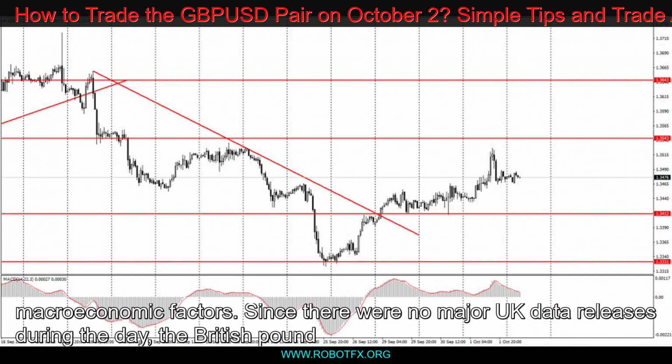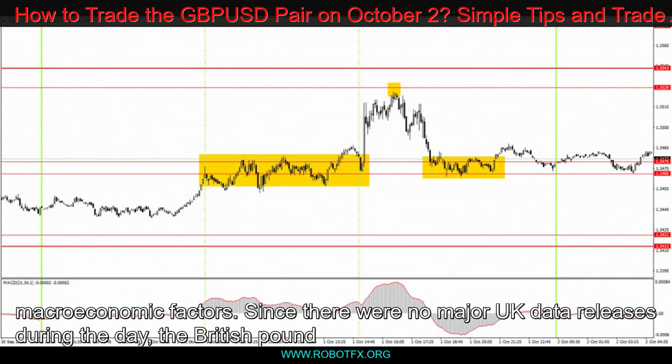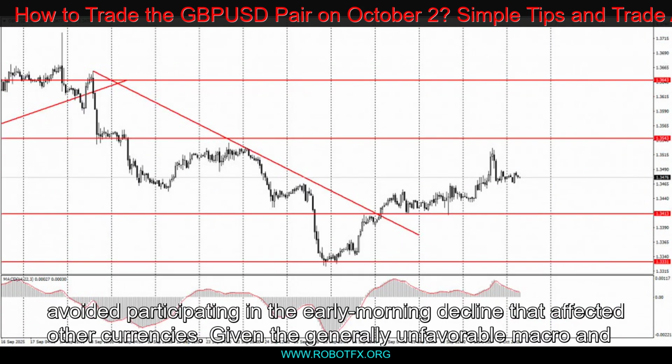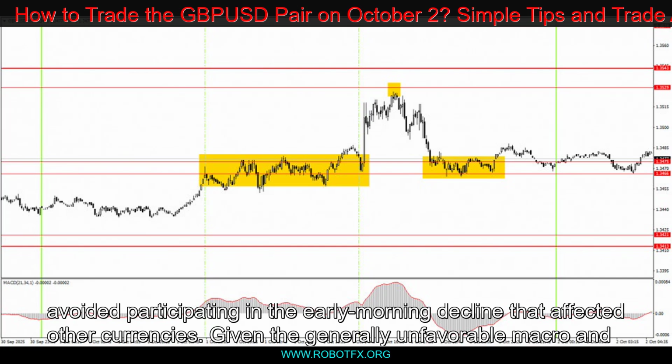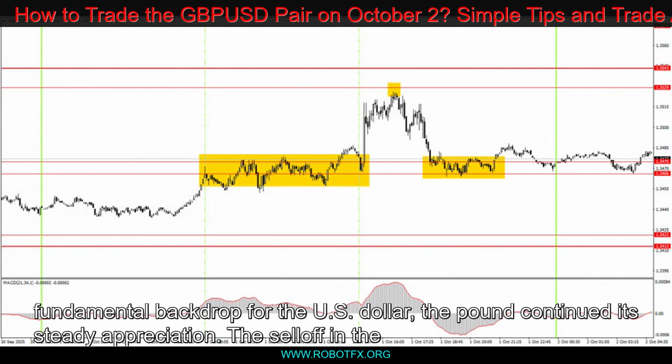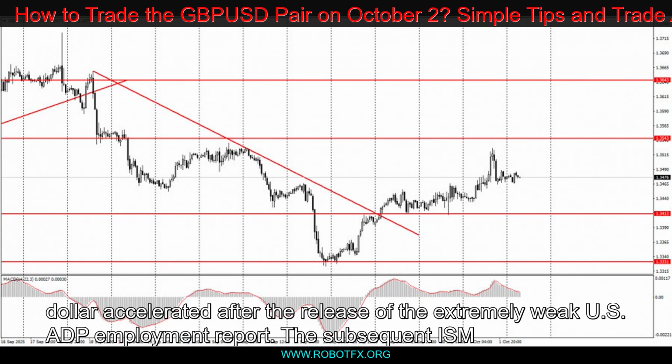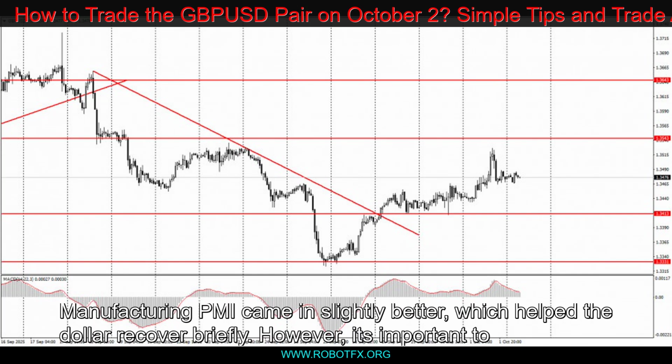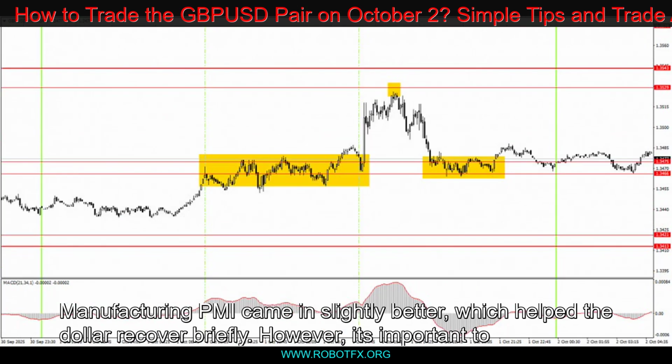Since there were no major UK data releases during the day, the British pound avoided participating in the early morning decline that affected other currencies. Given the generally unfavorable macro and fundamental backdrop for the US dollar, the pound continued its steady appreciation. The sell-off in the dollar accelerated after the release of the extremely weak US ADP employment report. The subsequent ISM manufacturing PMI came in slightly better, which helped the dollar recover briefly.